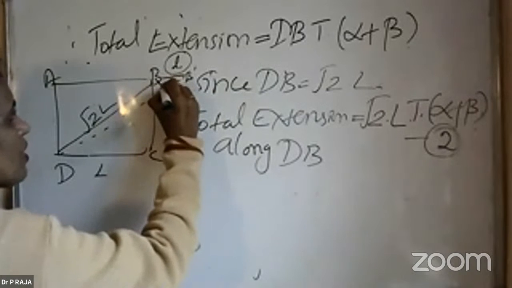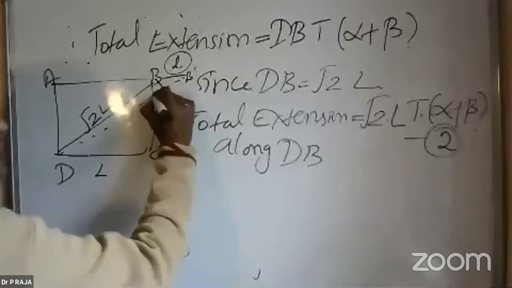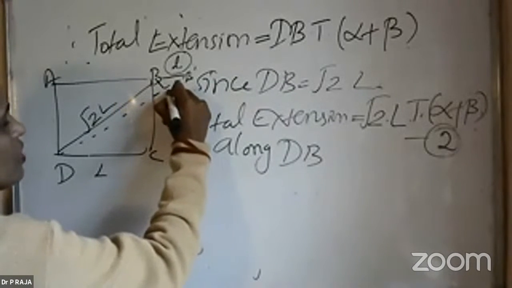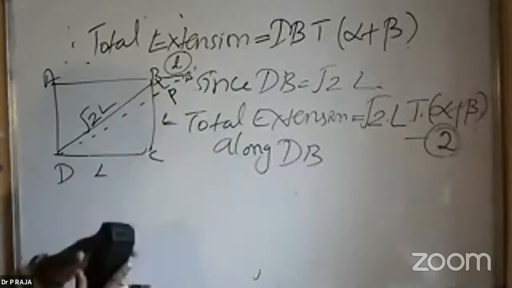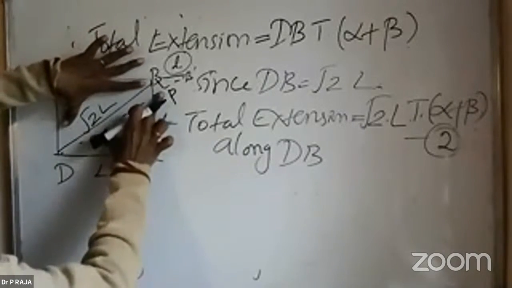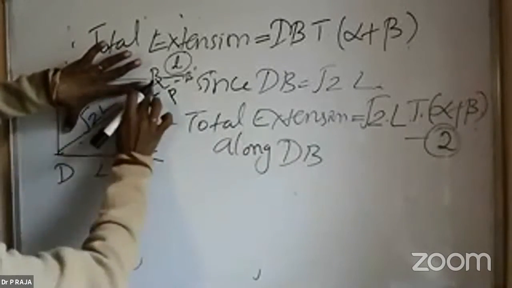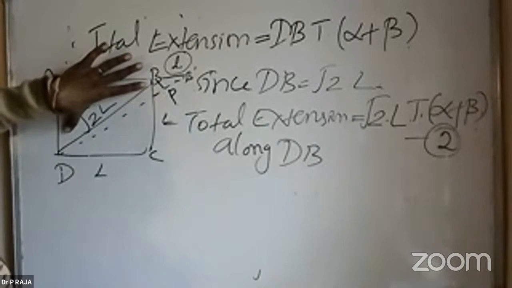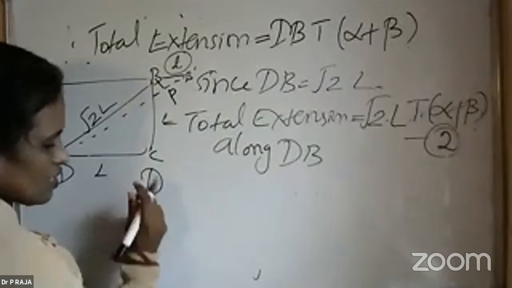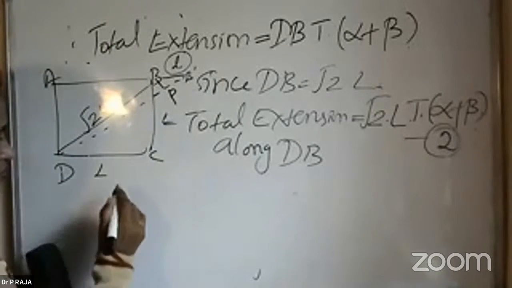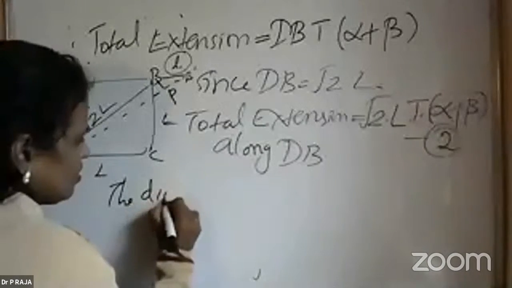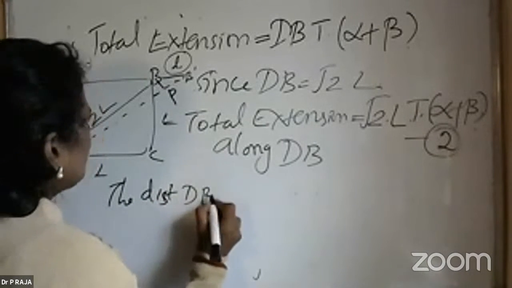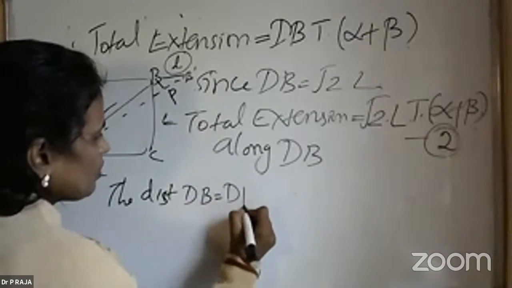So draw a perpendicular along the side. When you draw it, put this as P. Up to this is the same distance, isn't it? dB is same as dP. The distance of dB is equal to the distance of dP.